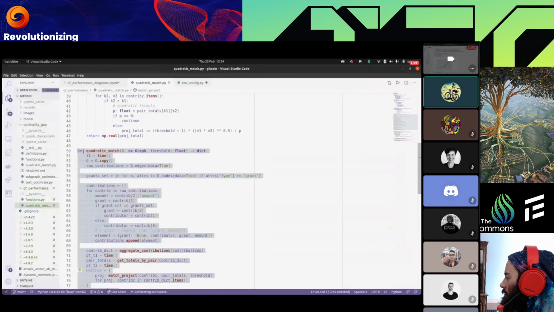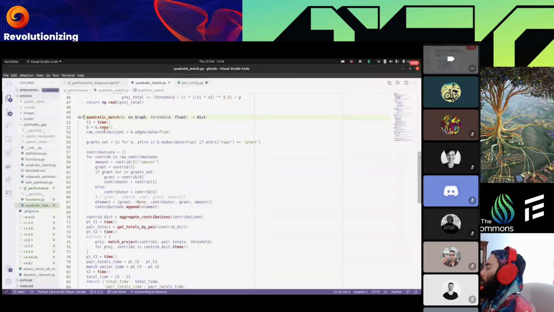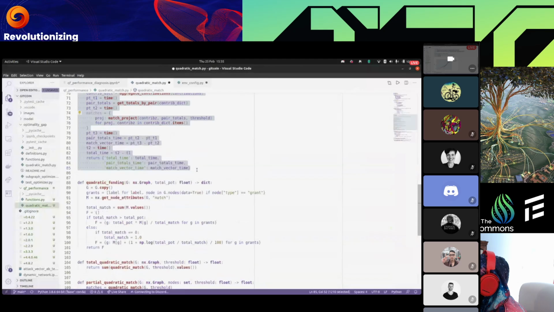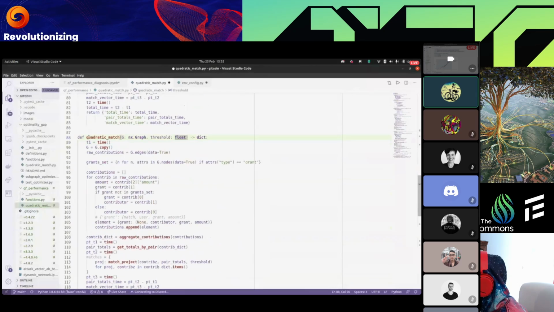So let's create a new function here that is called... actually, let me think about the best strategy here. Yeah, I'm going to call that the modular quadratic match, actually. So I'm just going to copy and paste that. And one of the arguments here, we can take the pairwise totals as argument. It's going to be a dict.